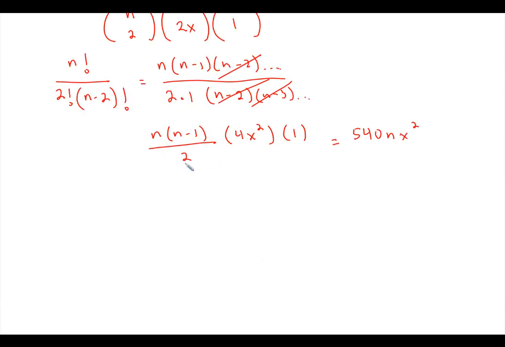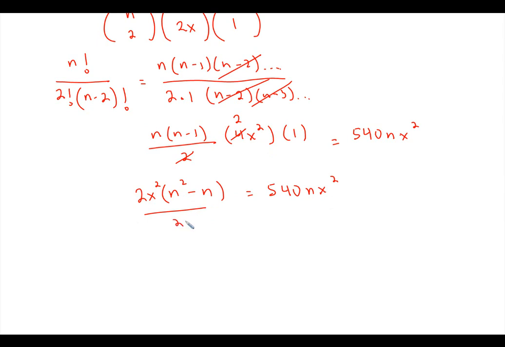The first thing I'm going to do is, I know the 2 and the 4, I can reduce these. Since everything is being multiplied with each other, I can reduce the 2 and this 4 right here. So basically I have 2x squared n. Actually, I'll just distribute this n first. So I get n squared minus n, times 2x squared. I'll just move the 2x squared to the front, and keep the 1 the same. This is equal to 540 n x squared. So first of all, I can divide now by the 2x squared.